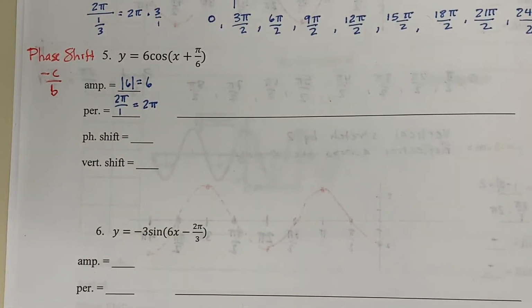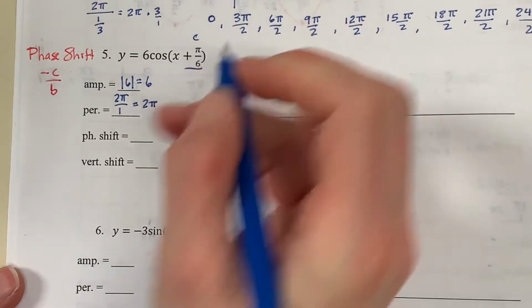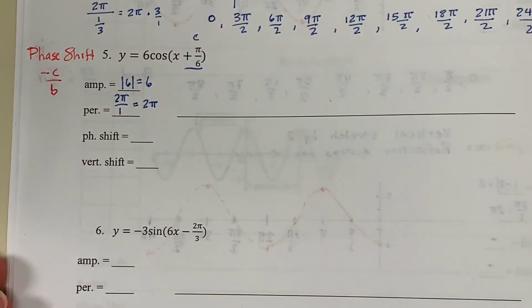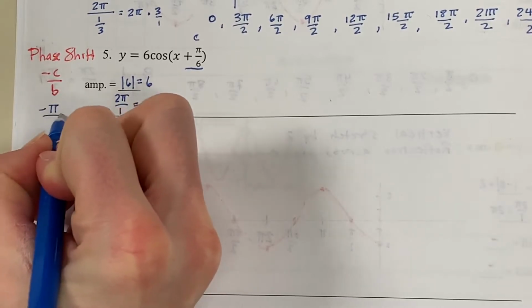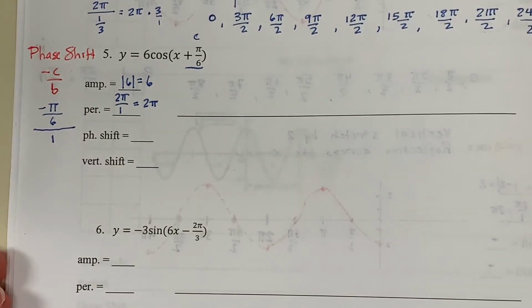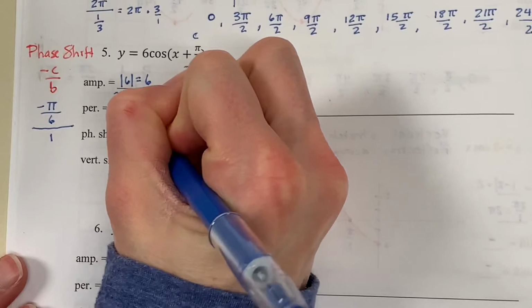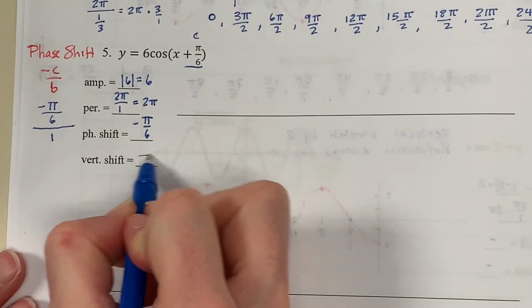Now, phase shift, or horizontal shift, can be calculated by taking opposite c over b. My c value is a positive pi over 6. So the opposite of that is negative pi over 6, all divided by b, and my b value is 1. So negative pi over 6 divided by 1 is negative pi over 6. We still do not have a vertical shift.